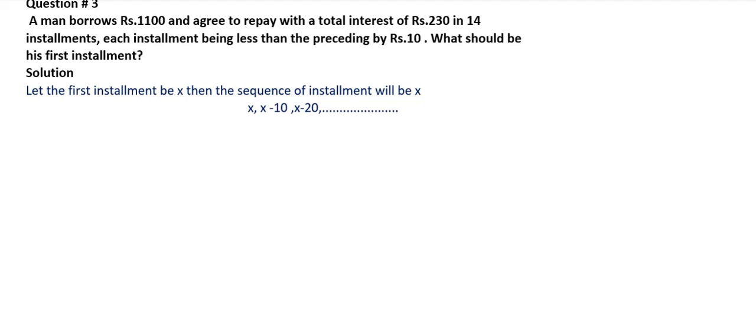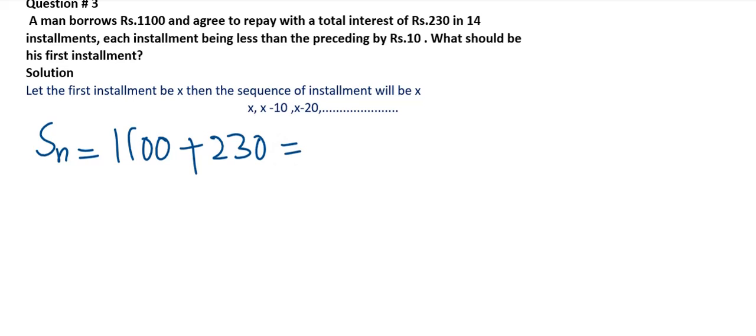So first we see what the total price is. The total price Sn is 1100, which is the borrowed amount, and adding the interest value, which is 230, it will become 1330 rupees. This is the total value that we have to pay in 14 installments.